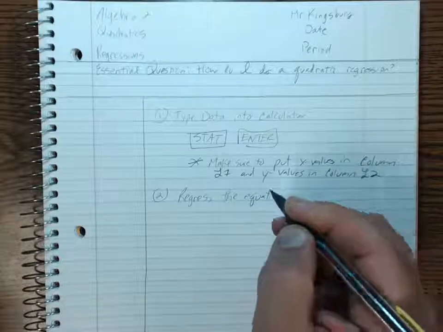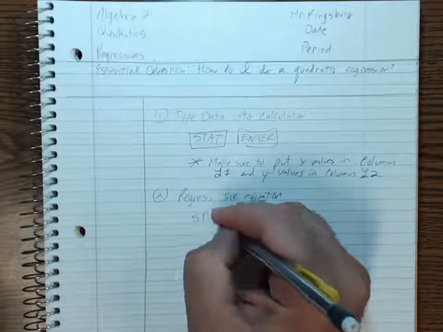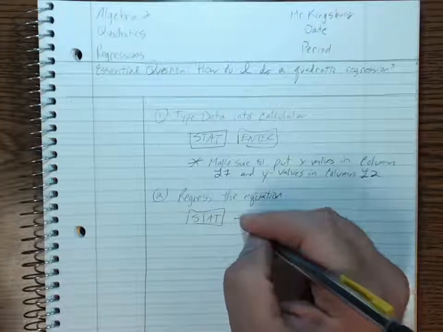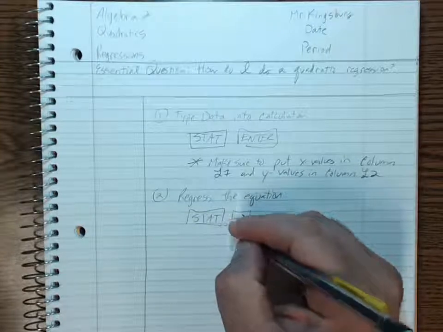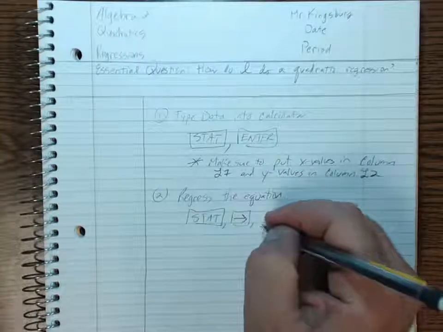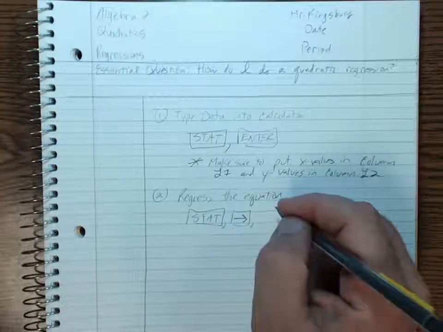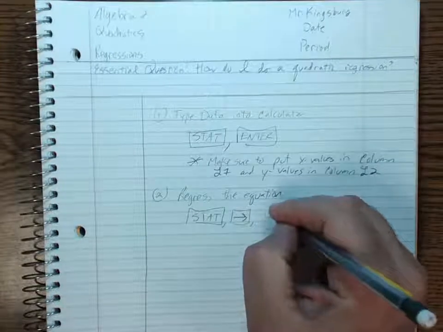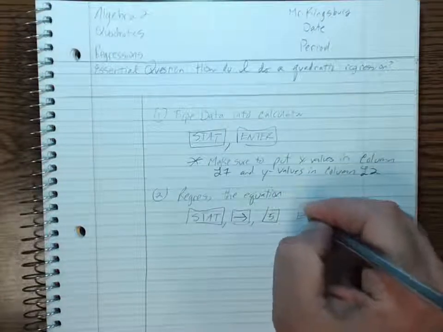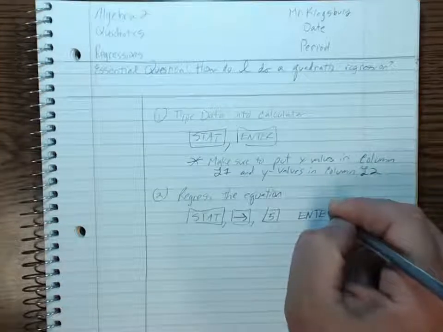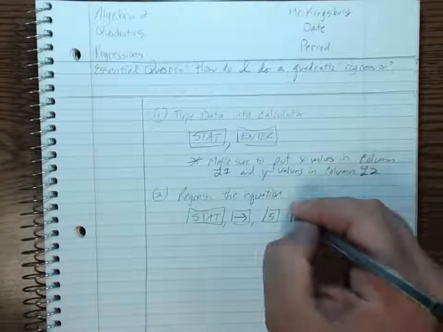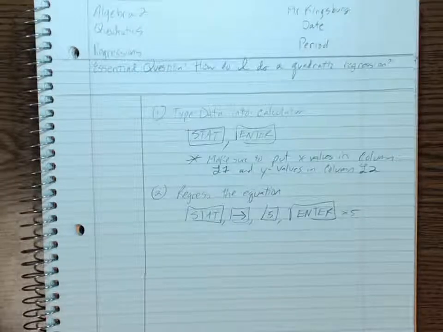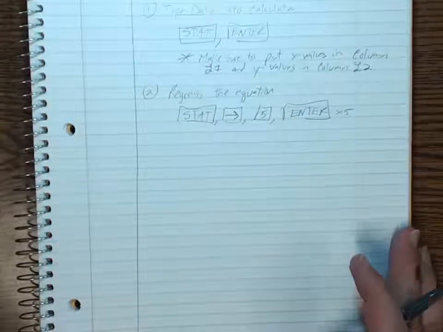It's pretty easy. You hit stat again, but this time you hit the right arrow. Then after the right arrow, for our purposes, you're going to hit option 5, and then you have to hit enter 5 times, I do believe. And then it'll give you the equation. So let me walk you through a couple of these, all right?